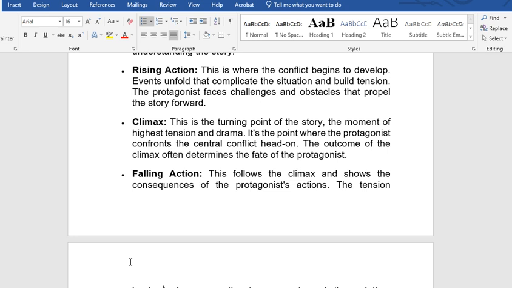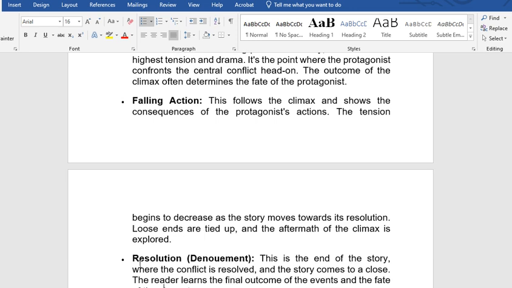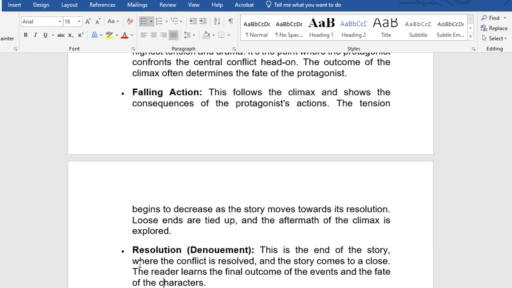Now, when the conflict reaches the highest, it calls for action from the protagonist. The action of the protagonist now leads us to the falling action. The tension will be reducing from the next stage. Now, falling action. This follows the climax and shows the consequences of the protagonist's actions. The tension begins to decrease as the story moves towards its resolution. Loose ends are tied up and the aftermath of the climax is explored.